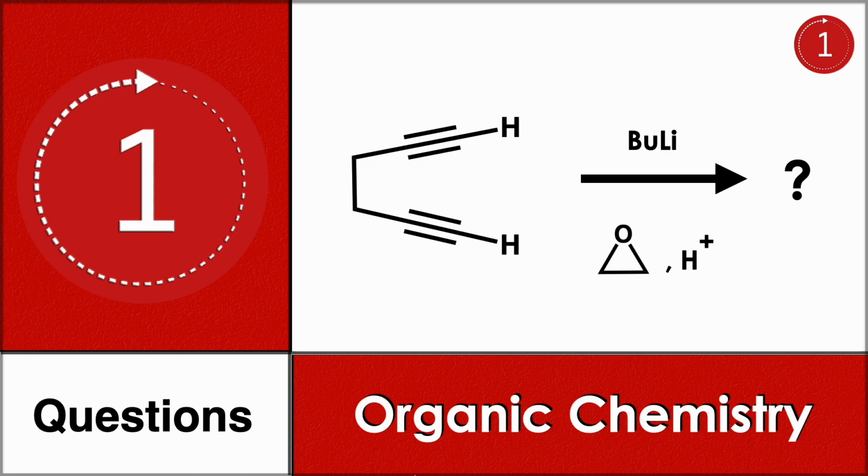Daily one question for you. Here you have an alkyne. You are reacting it with butyl lithium, then epoxide, and then H plus acidic conditions. You should find what will be the final product.